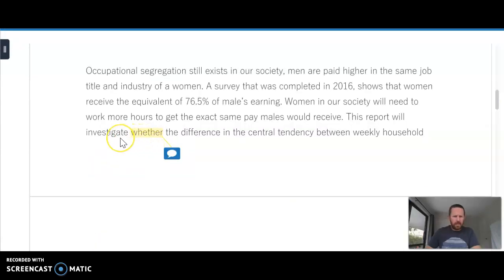Another point here is, remember I told you earlier on in the internal that you have to say what is the difference in central tendency, or what is the difference in the median or mean between your two categories. This person's written whether. Please just write what is the difference. We'll both be happy then.